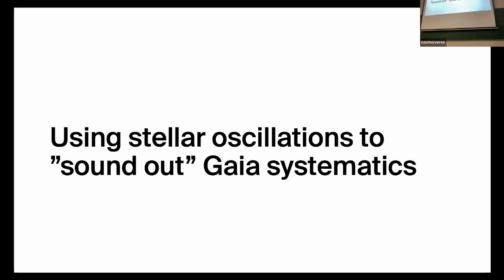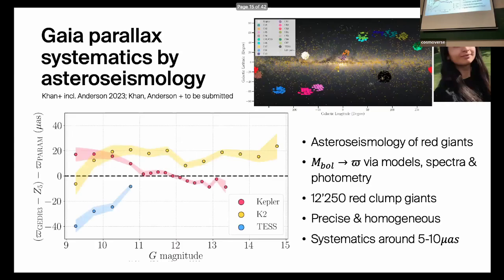And they pay a penalty for it. So we're trying to sound out this problem by using the stellar oscillations, by asteroseismology. So this is really using the frequency content of the oscillations of red giant stars to try and predict parallaxes and see how well this works. This is work led by my postdoc Sanya Khan. One paper was recently published, the other from which this plot is taken will be submitted very soon.